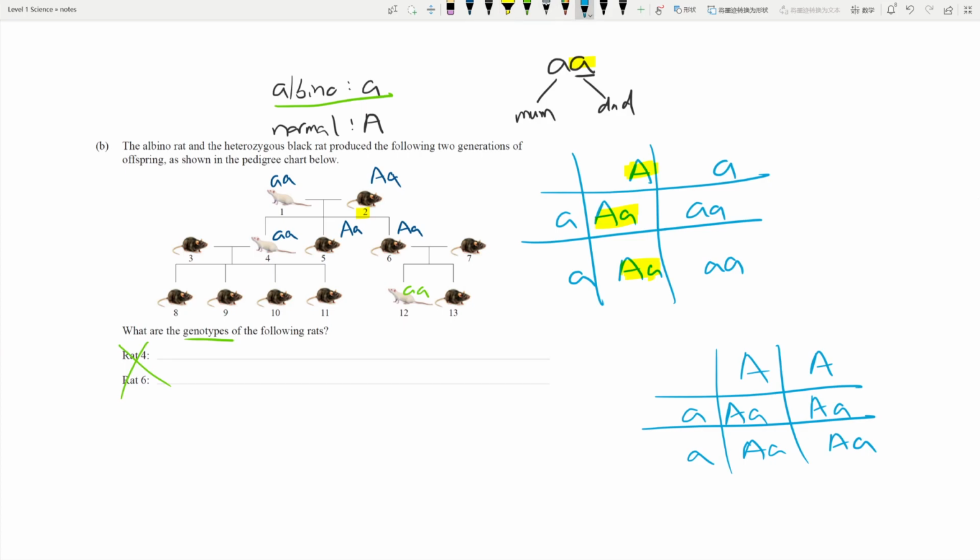Okay, so we figured out 5 and 6. So if you actually look at this, number 4, number 6, we actually have finished the question. Now let's do a little bit better. Let's do more, because it's all about understanding.